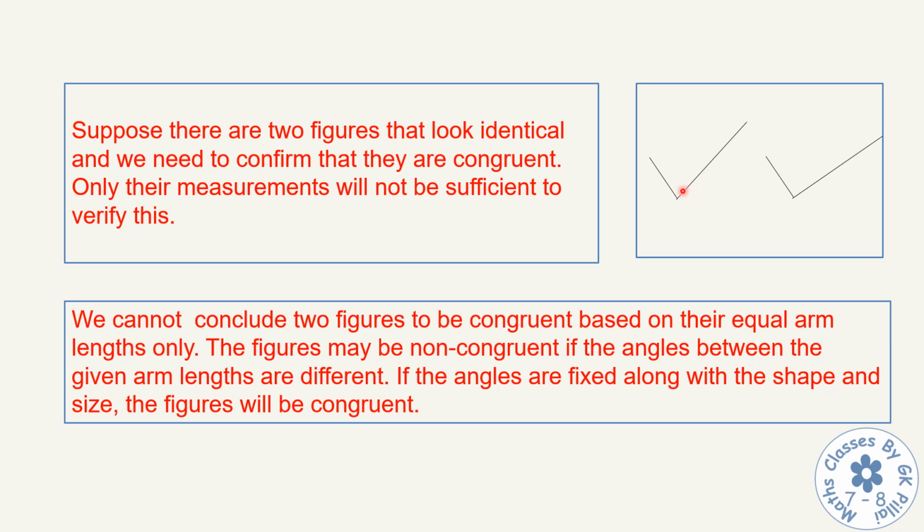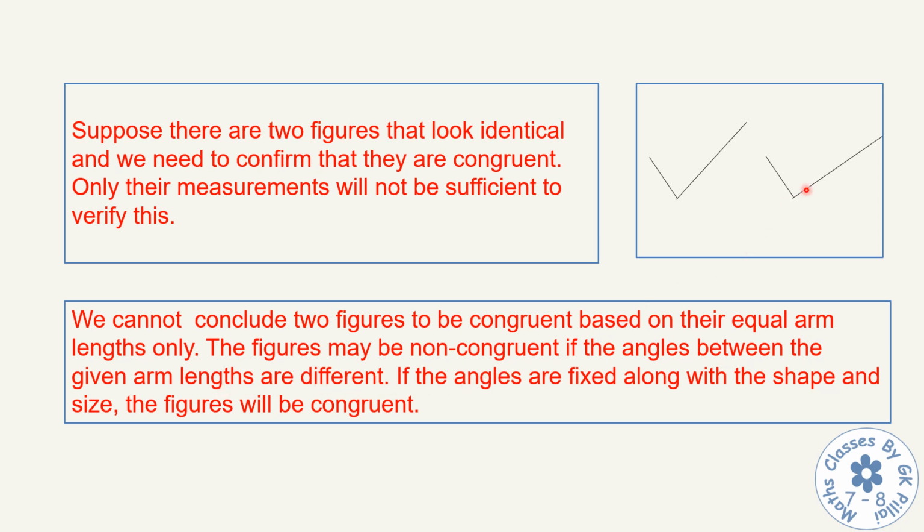Actually speaking, this angle is less than this one. I have extended this line down. So this angle is more than this one. So naturally, if you superimpose this one on the other one, it will not coincide and these two are not congruent. Here, we cannot conclude two figures to be congruent based on their equal arm lengths only. That is what I have given here. The figures may be non-congruent if the angles between the given arm lengths are different.